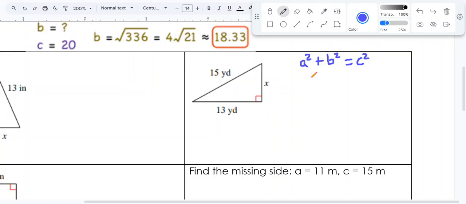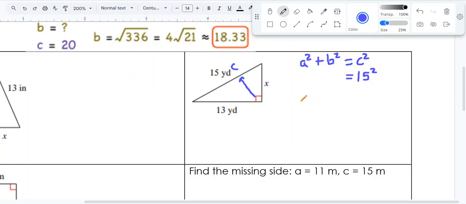So if it's a right triangle, I know I'm going to use a squared plus b squared equals c squared, right? My most important one to find is C. I know C is across from the right angle, so here's my right angle. I go across from it. I know that is C, right? So 15, I know I'm going to plug in for C. So instead of C squared, I'm going to put 15 squared.